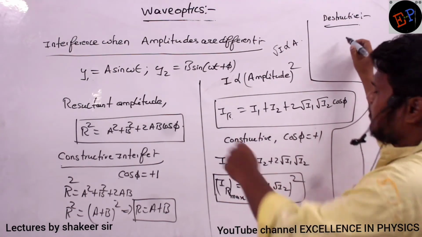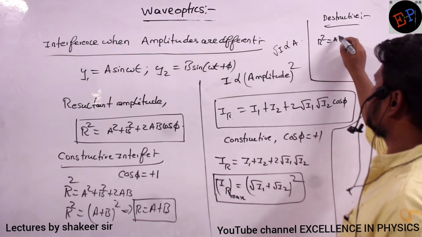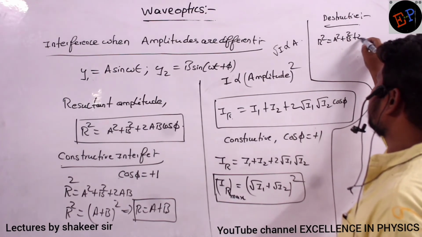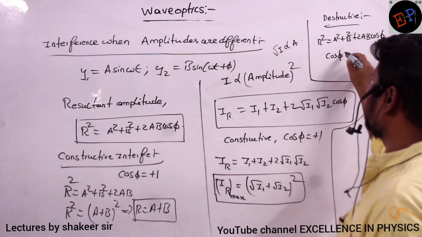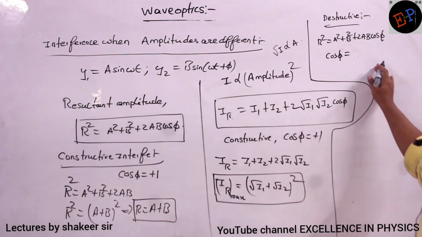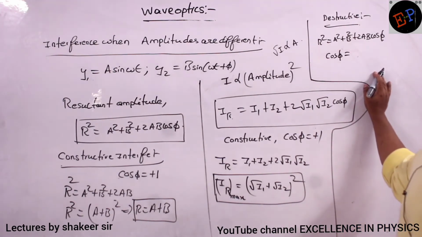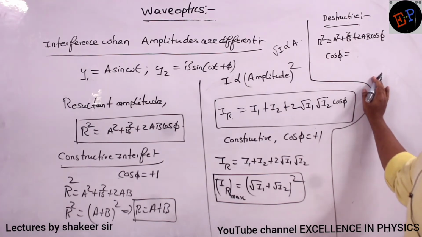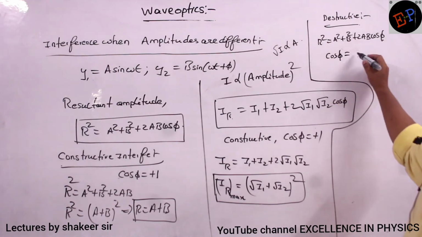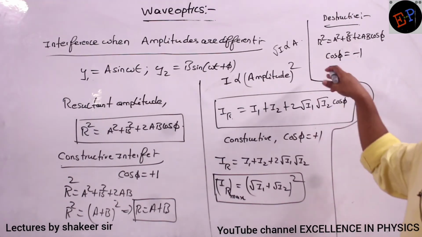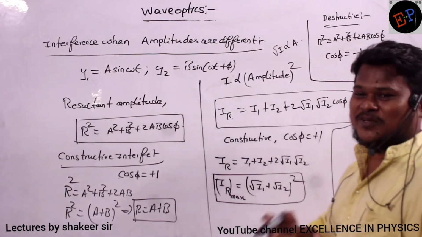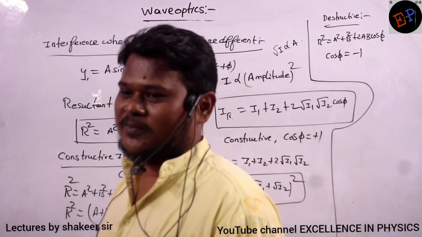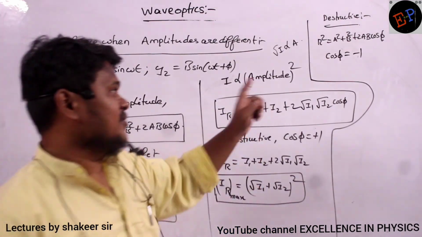First you take amplitude. So R square is equal to A square plus B square plus 2AB cos of the phase. Destructive means cos should be minimum, no? And what is the minimum value of cos? Think about it. Less than 0, -1 is also an option. cos is equal to -1. The cos value varies from +1 to -1, no? Sin value also varies from +1 to -1. So the minimum value is -1.